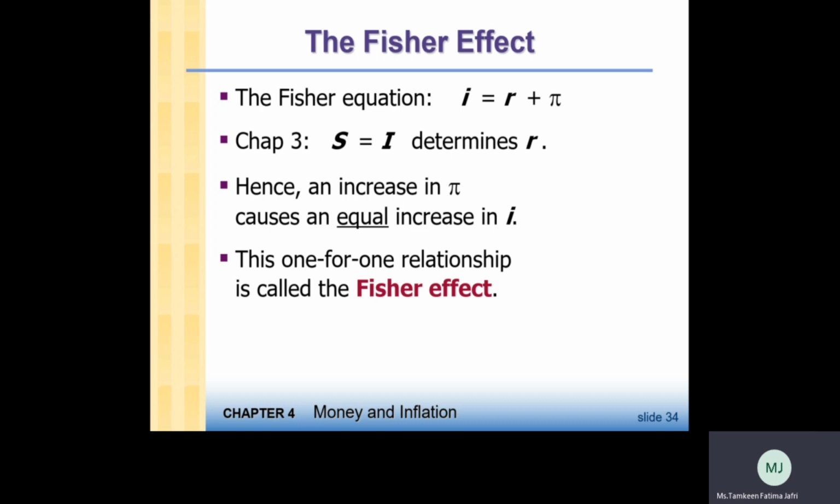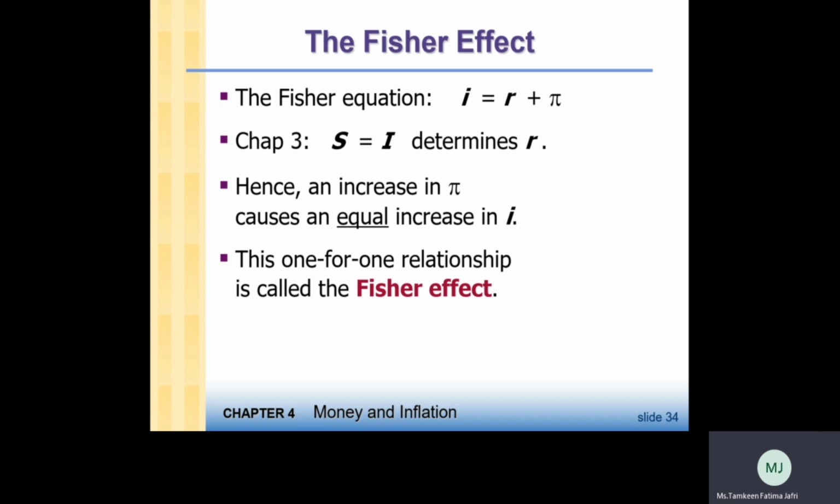So now try to connect the quantity theory of money with the Fisher equation. The quantity theory of money explained to me that if the velocity is constant and the growth rate of output is constant, an increase in money supply will result in an equal increase in inflation in the economy. And that increase in inflation would in turn result in an equal increase in nominal interest rate.